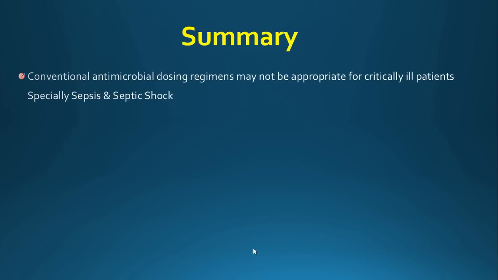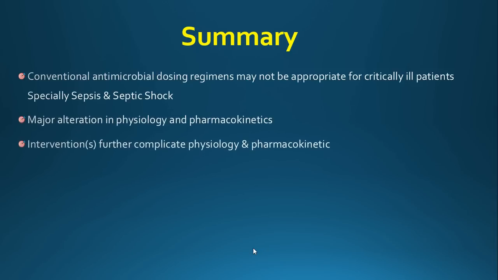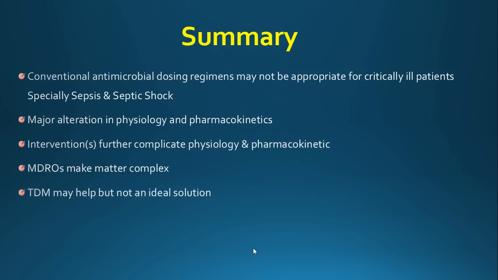So in summary, conventional antimicrobial dosing regimens may not be appropriate for critically ill patients, especially in sepsis and septic shock. There are major alterations in physiology and pharmacokinetics. Interventions further complicate physiology and pharmacokinetics. MDROs make the matter complex. TDM, therapeutic drug concentration or level, may help, but it is not the ideal solution. Concentration at the target site is better. If you have pneumonia and you are able to measure the drug concentration in the lung, that is the ideal one, but not feasible.